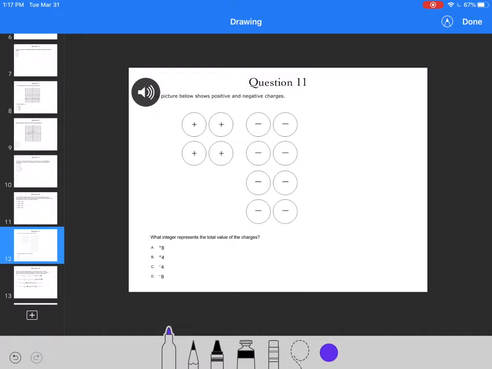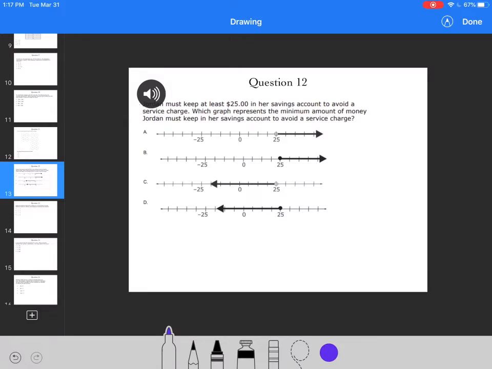Question 11. The picture below shows positive and negative charges. Which integer represents the total value? So when you did your IXL for integers, you looked at 0 pairs. So a positive and a negative number make a 0 pair. When you have a positive and a negative, they cancel each other out, creating a 0 pair. So that's 2 0 pairs, 3 0 pairs, 4 0 pairs. So I'm left with 4 chips left, and they are all negative. So my answer is -4.